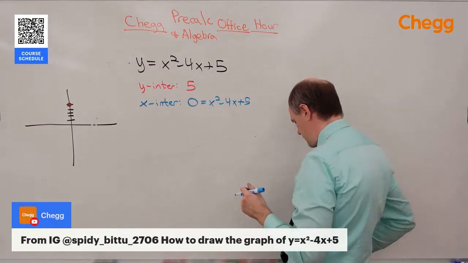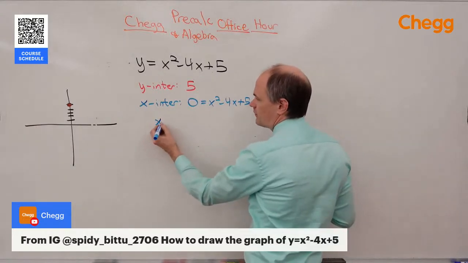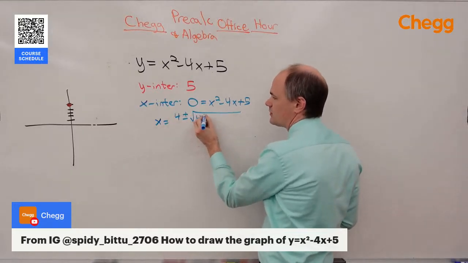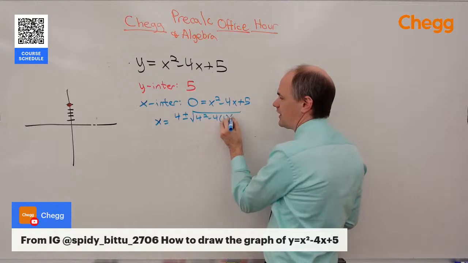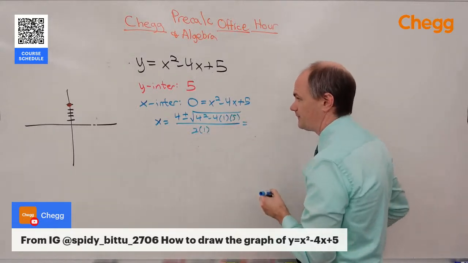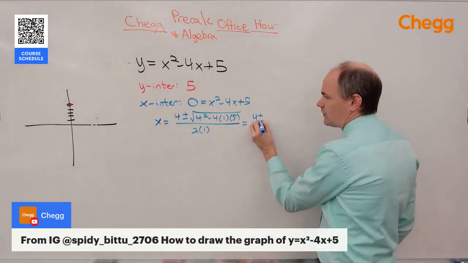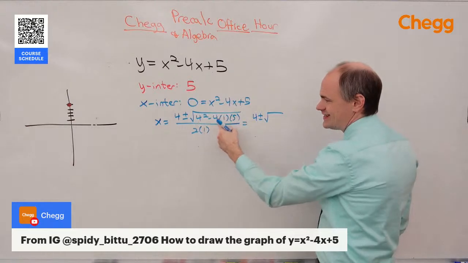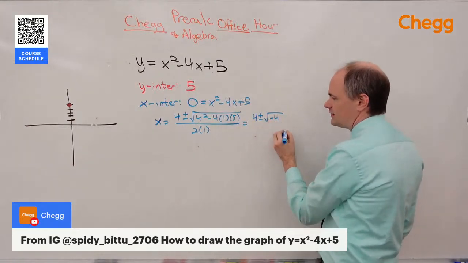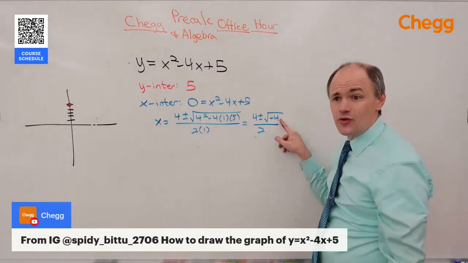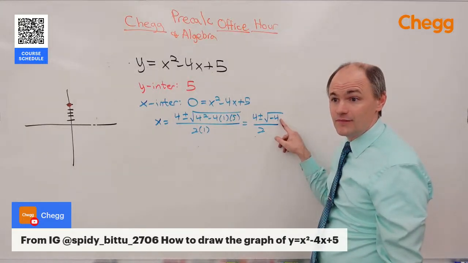We could use the quadratic formula. We just talked about the quadratic formula where x is equal to the opposite of b plus or minus the square root of b squared minus 4ac all over 2a. So we have 4 plus or minus... This is where it gets interesting, though. 16 minus 20 is negative 4. We can't take the square root of a negative number.